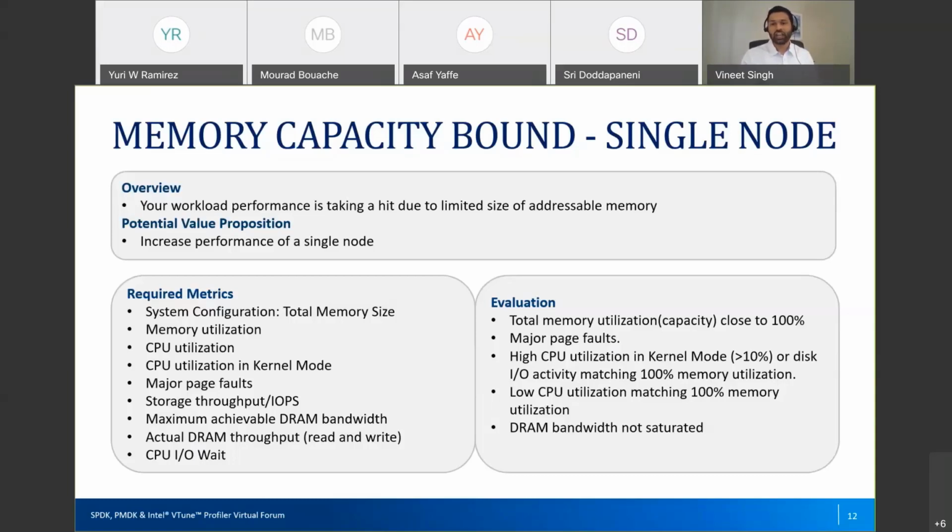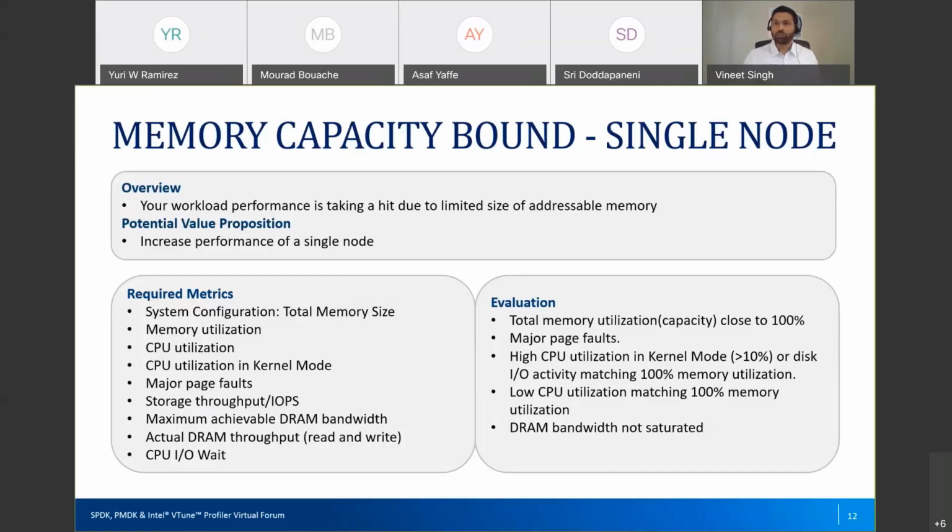So check if the execution windows where you are swapping correspond to low CPU utilization. If they do, then it means your CPU utilization is taking a hit because of the swapping behavior. And another sanity check is, you just make sure that your DRAM bandwidth is not saturated. So when you run all these steps on data which you have collected by running your application on a DRAM only system, and you satisfy all those criteria, you know you are memory capacity bound.